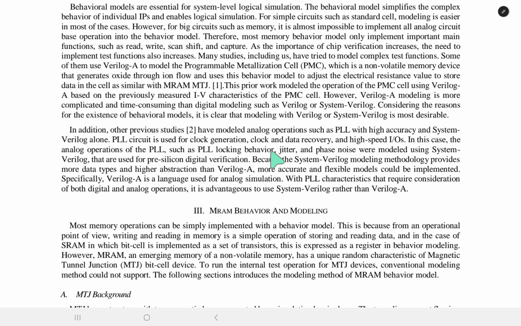Because the System-Verilog modeling methodology provided more data types and higher abstraction than Verilog-A, more accurate and flexible models could be implemented. Specifically, Verilog-A is a language used for analog simulation. With PLL characteristics that require consideration as both digital and analog operations, it is advantageous to use System-Verilog rather than Verilog-A.